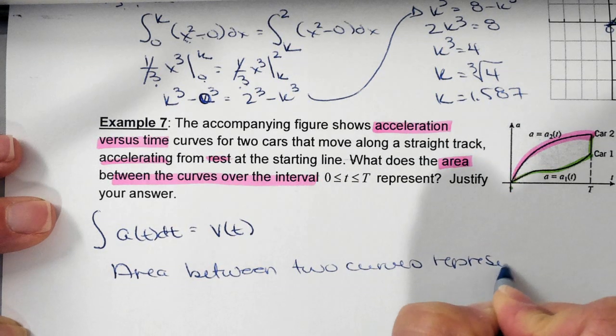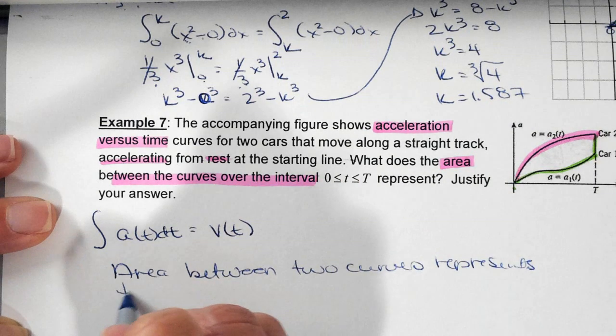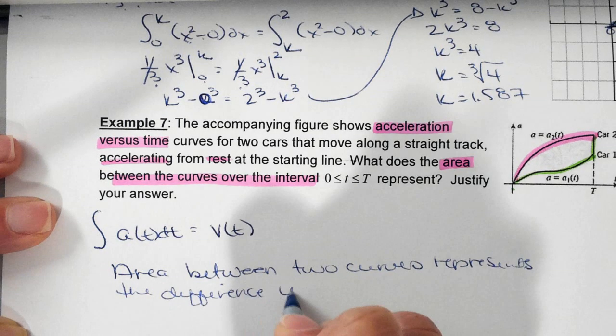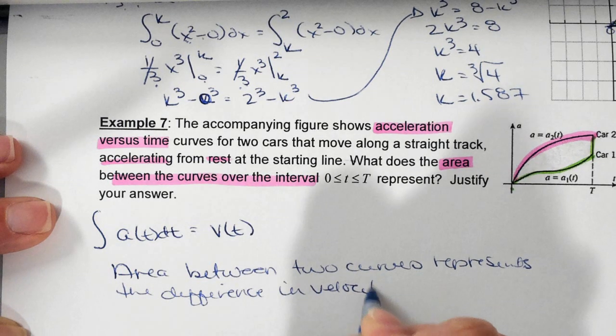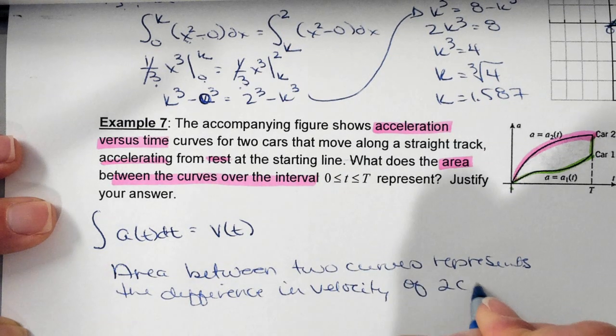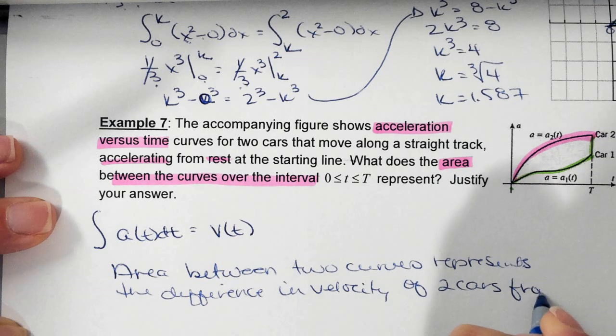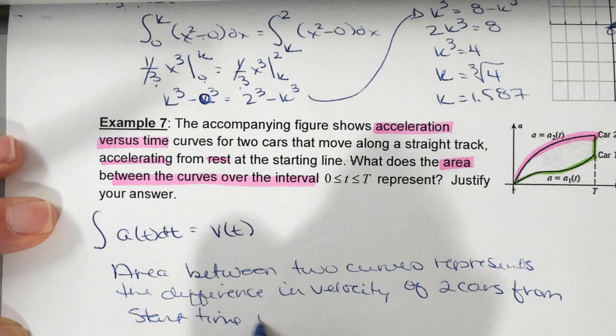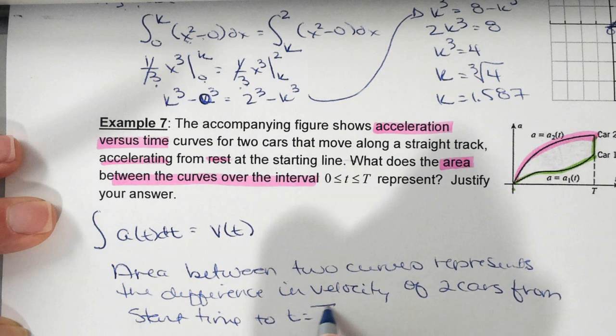represents the difference in the velocity of the two cars from start time to time t.